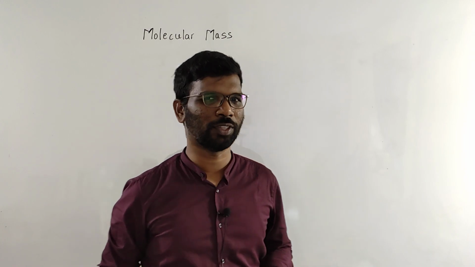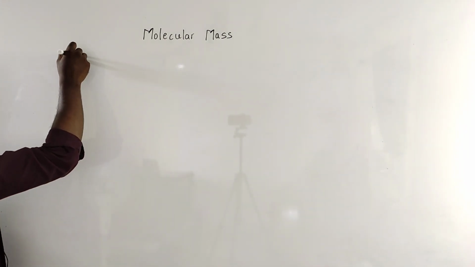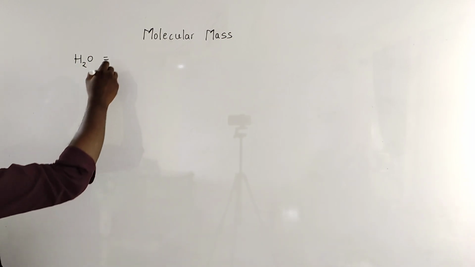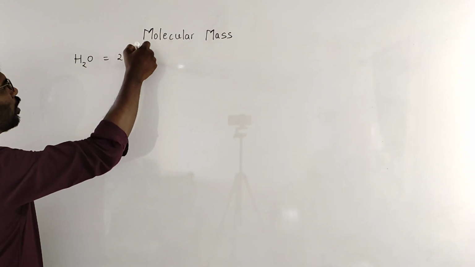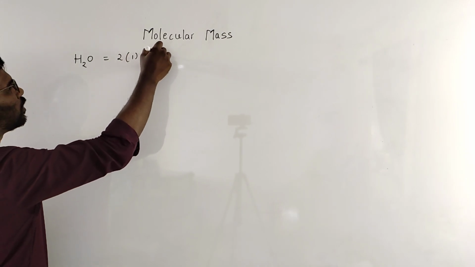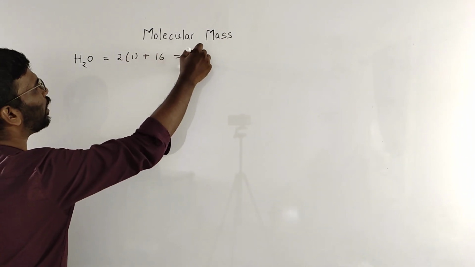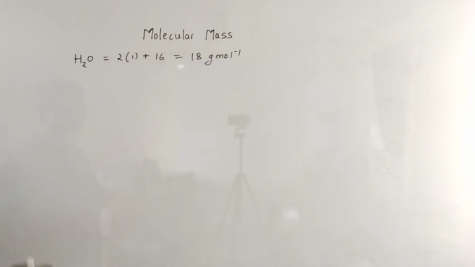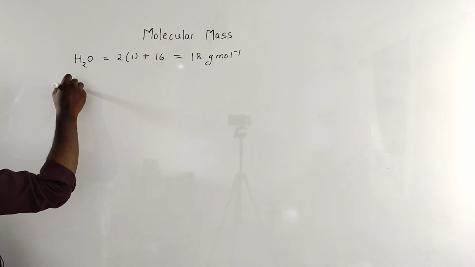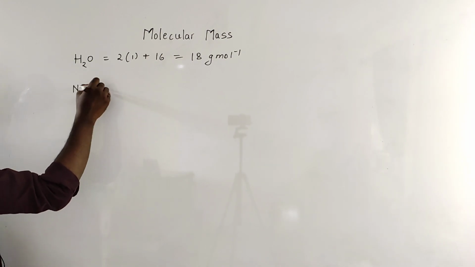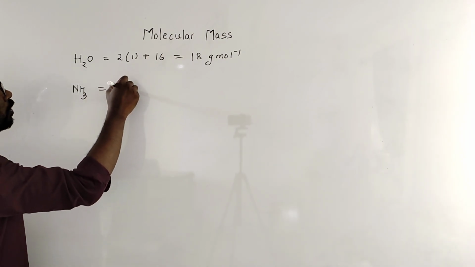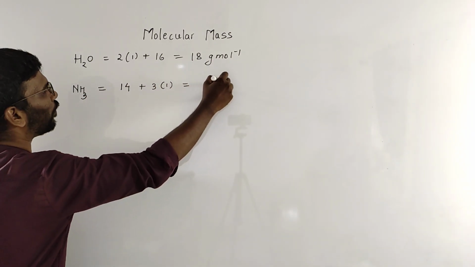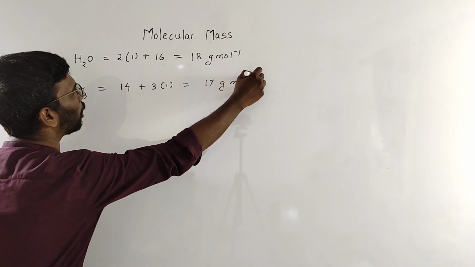Okay, so let's start with this H2O. If I start with this H2O molecule, the simplest molecule, what is the molecular mass? There are two atoms of hydrogen, each atom's mass is 1, plus oxygen is 16, so this comes to 18 grams per mole. This is how we write the molecular mass. If I take ammonia NH3, one nitrogen is 14 and there are 3 hydrogens, so 3 into 1, this is equal to 17 grams per mole.